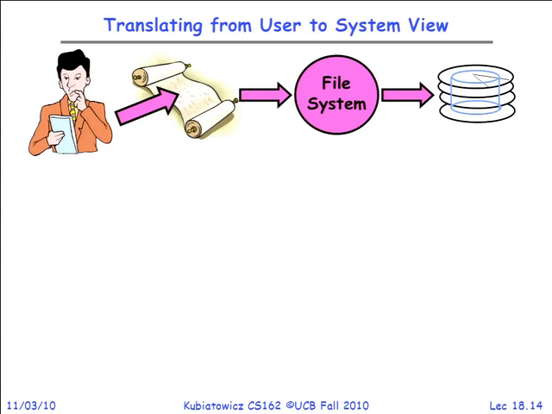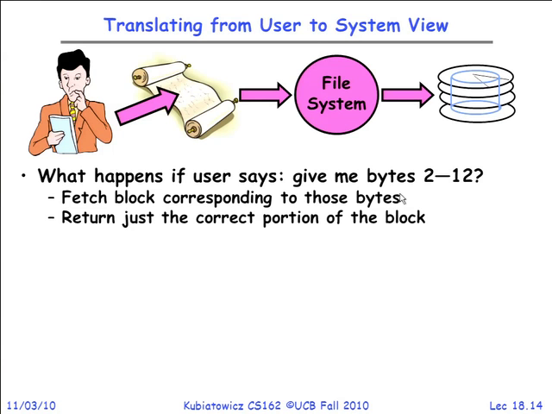So how do we get from user to system view? If the user says, give me bytes 2 to 12, the system has to figure out what block has those bytes, fetch it, and then return just the correct portion of the block. Right? The user would not be happy if they said, give me bytes 2 to 12, and the operating system came back with 4K or 8K, right?